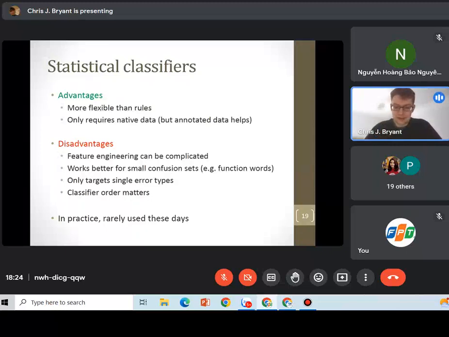It's also worth mentioning that in practice, classifiers have now kind of fallen out of fashion, so they're not really used so much these days. But they're still worth knowing about as a step in the journey towards more robust error correction systems.